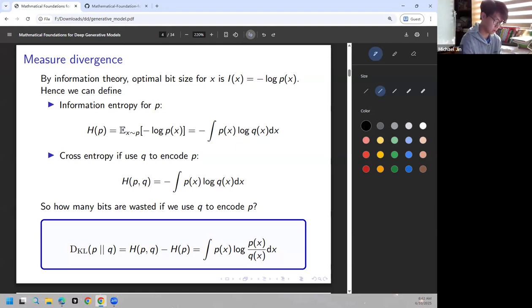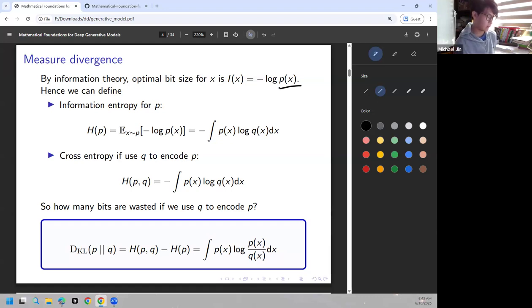Right, so we take X as input for the probability density function of the whole data distribution, right? And we take the negative log of it. This is intuitively correct as well, because if the information is more common, then the bit size we need to encode it should be less, and vice versa.